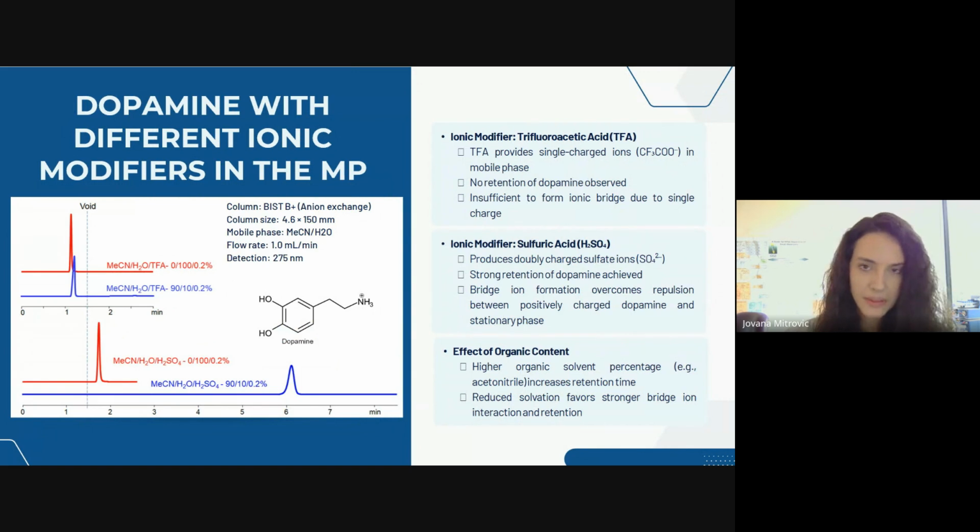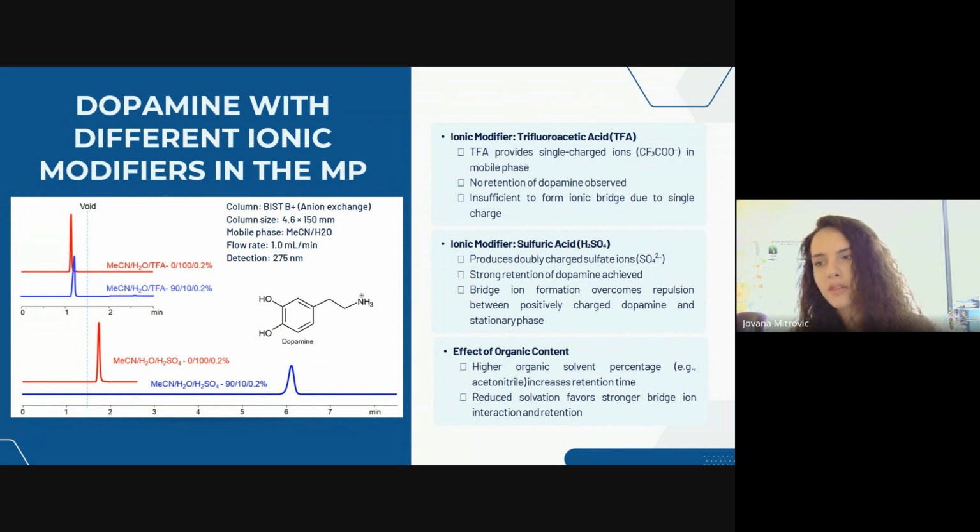Here is a real example using dopamine. Dopamine is a small, polar, positively charged molecule, and in traditional reverse phase systems, it shows very little or no retention. If we take a positively charged column, such as BIST-B+, and we use, let's say, trifluoroacetic acid, TFA, as an additive, TFA provides single charge counterions. And this cannot form a bridge. As a result, dopamine is not retained, it repels and elutes in the void volume.